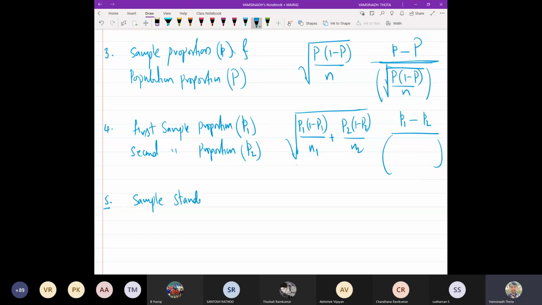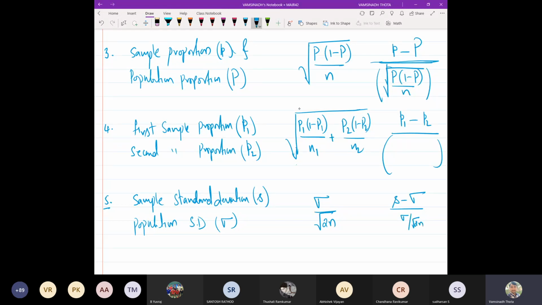Sample standard deviation is generally represented with small s and population standard deviation generally represented with sigma. This one you are familiar with. Here the standard error is sigma upon square root of 2n. And the test statistic will be small s minus sigma upon the standard error. Standard error means again here sigma upon square root of 2n.